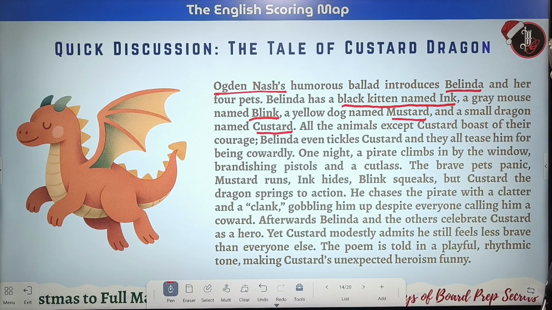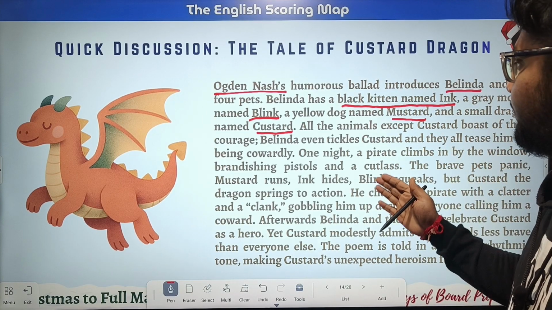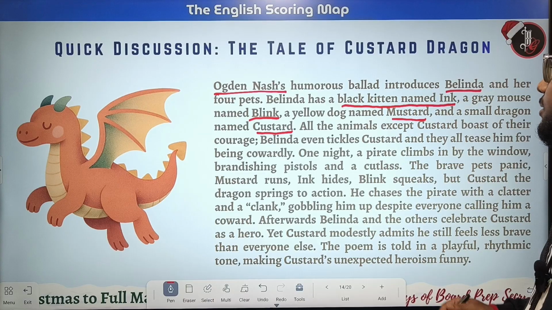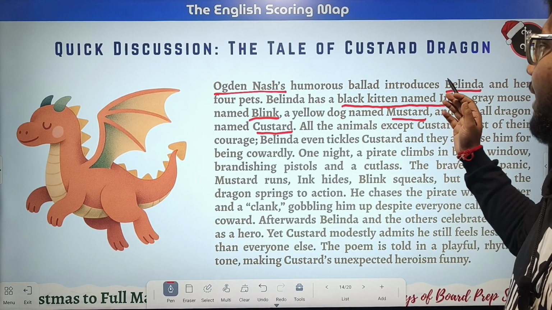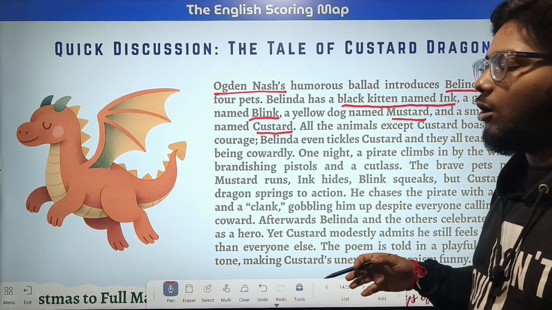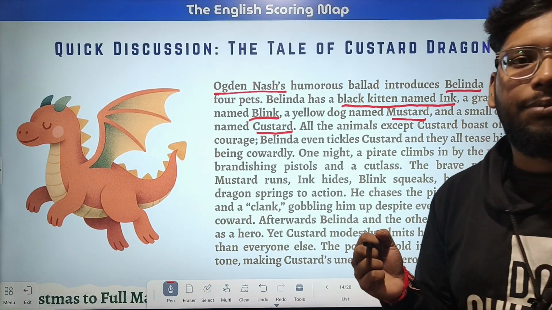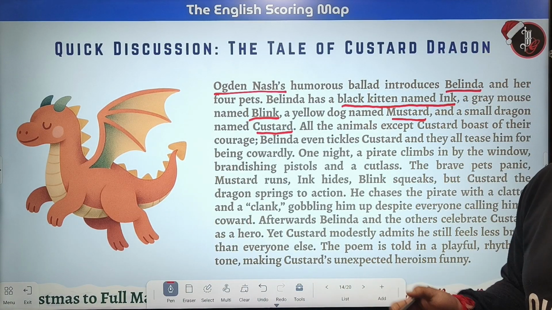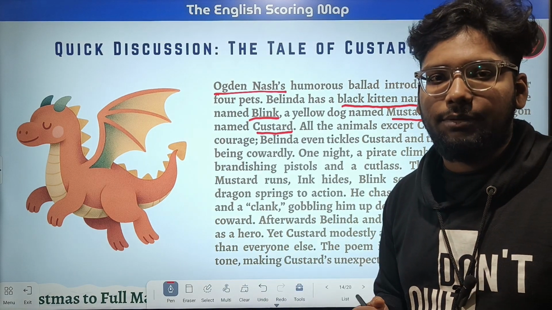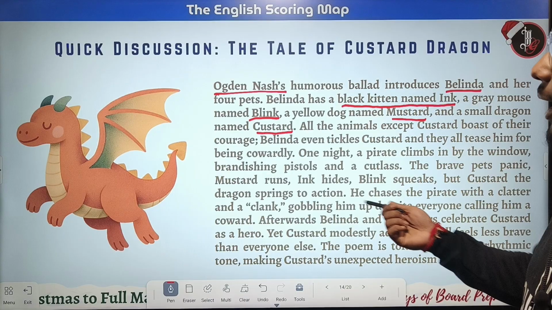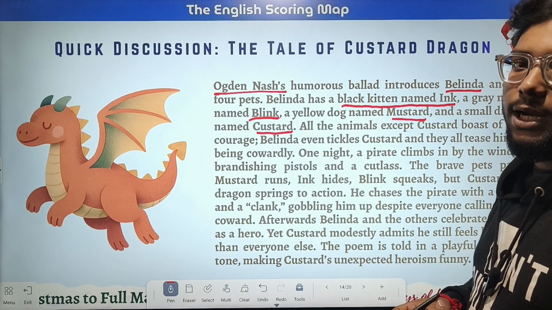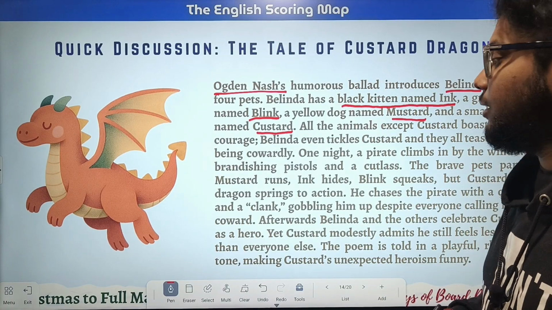All the animals except Custard boast of their courage. Belinda even tickles Custard, and they all tease him for being cowardly. Basically all the other animals, the black kitten, the grey mouse and the yellow dog, were very courageous and brave, except the dragon Custard, which is not what you'd expect. Dragons are very brave, right? But here our dragon is not so brave, he's a coward. So all of them used to tease the dragon for being such a coward.